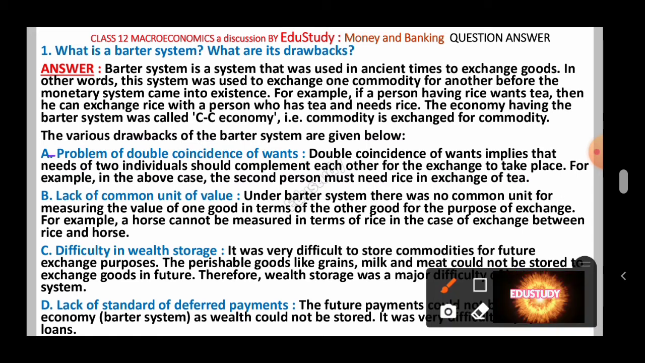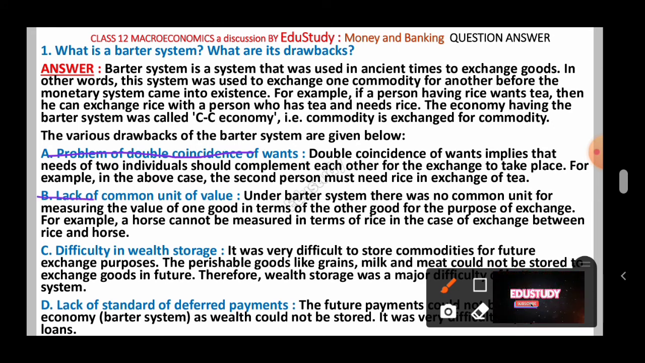This is the problem: in actual cases, double coincidence will not happen. I want rice but I cannot give you tea. Similarly, if I want tea, I have to give you rice. Your want is rice but I don't have any rice, but I want tea. You have tea and want to exchange it with rice, but I don't have rice, I have some vegetables, so I can give you only vegetables. That means there will not be any commonness in wants. That problem of coincidence of wants prevailed in case of barter system.